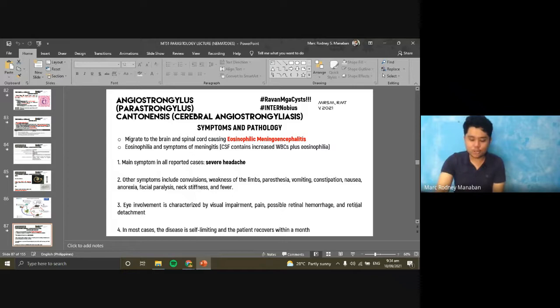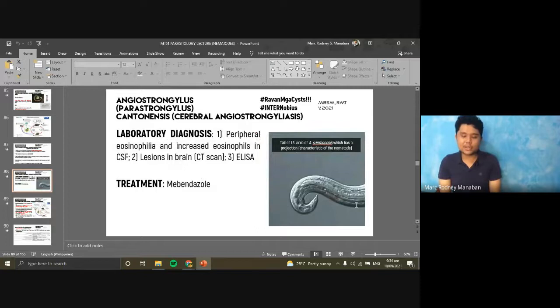Now lab diagnosis, of course: peripheral eosinophilia and increased eosinophils in your CSF, lesions in the brain if we do a CT scan, and of course ELISA for serological test. Treatment of choice is mebendazole, azoles pa rin. And as you can see, the tail of the larva of Angiostrongylus cantonensis has a projection, a pointed projection in its tail. That's characteristic of the nematode, okay?